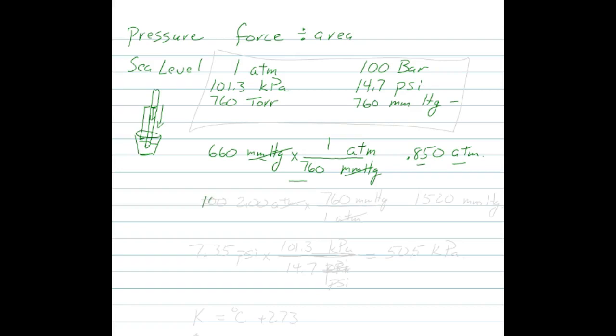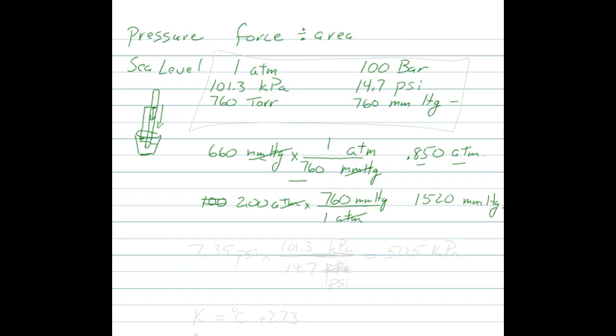You could have, let's call it, 2 atmospheres. And I want to know how many millimeters that is. So 1 atmosphere goes on the bottom, and 760 millimeters of mercury goes on top. The atmospheres cancel. So 2 times that is 1,520, 3 significant digits, millimeters of mercury.